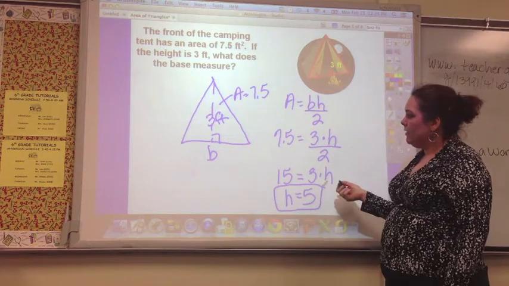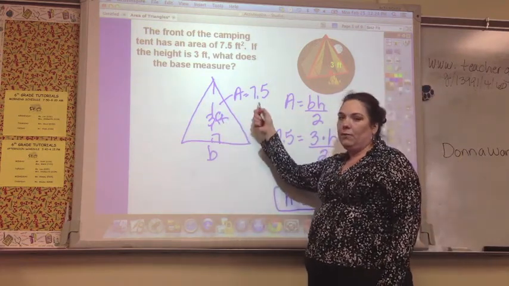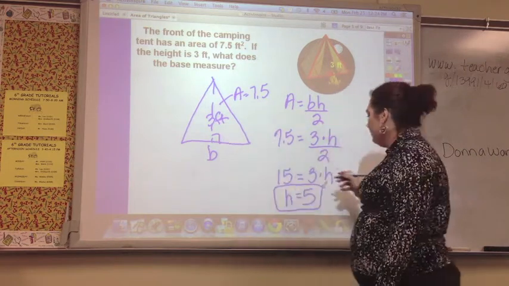And put that in to make sure it makes sense. 5 times 3 is 15, divided by 2 would be 7.5. That's the area.